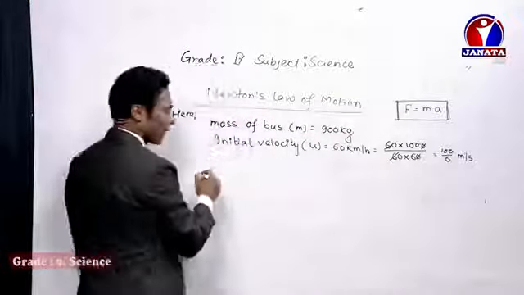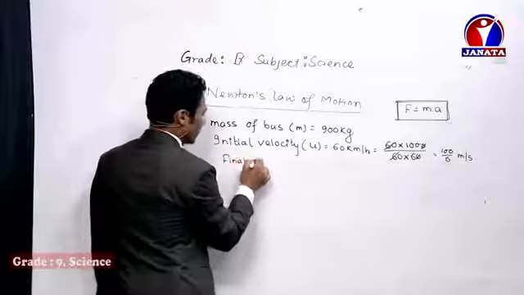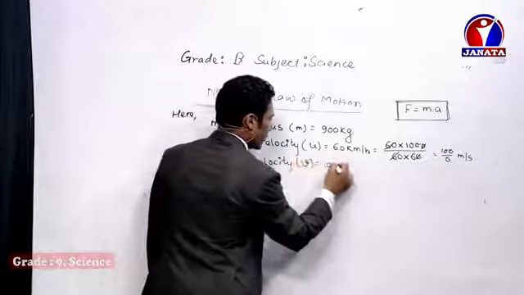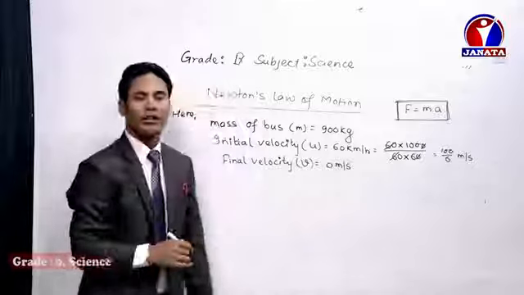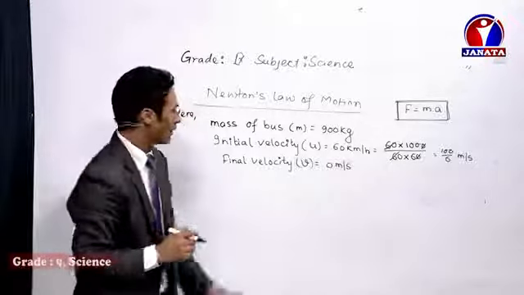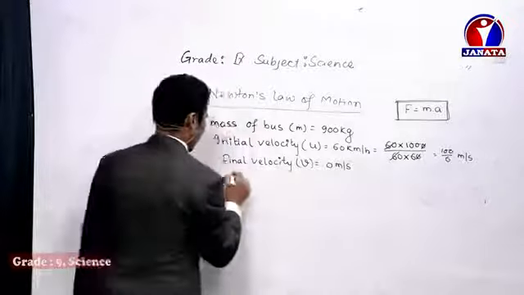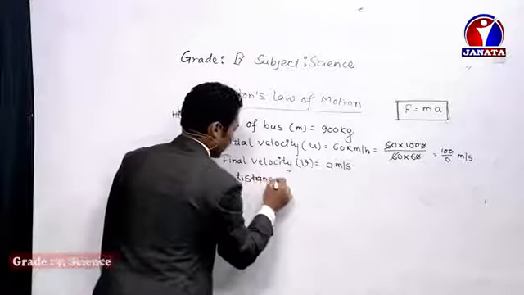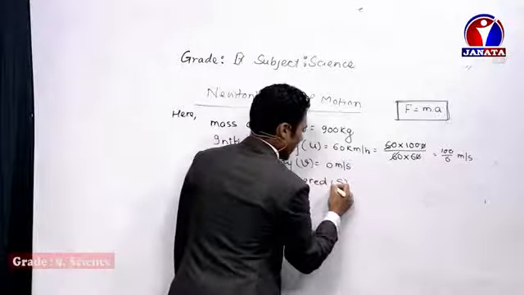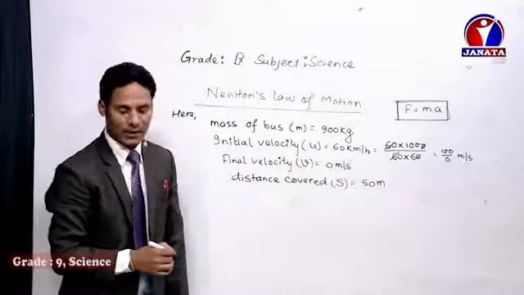Then after the brake is applied, that means the final velocity, I will write V equals 0 meter per second. Why? Because the brake is applied and finally the bus comes to rest. That's why the final velocity is 0 meter per second. And the distance covered, S, is given as 50 meters. Before coming to rest, the 50 meter distance is traveled.